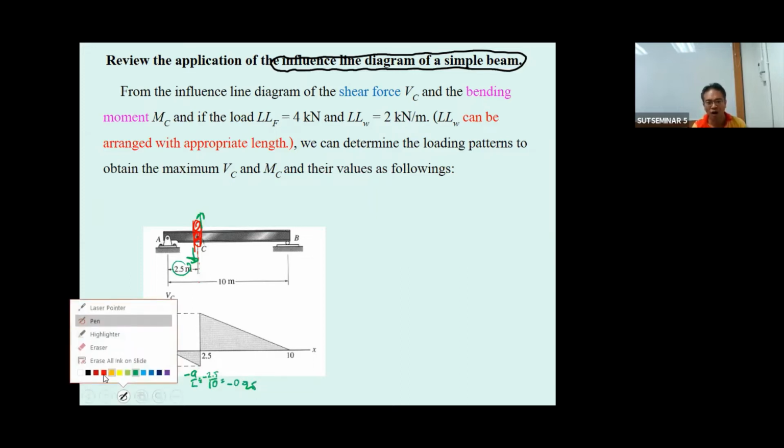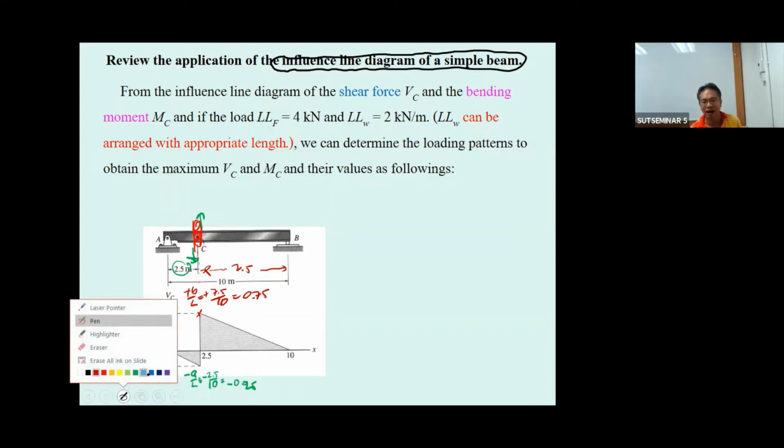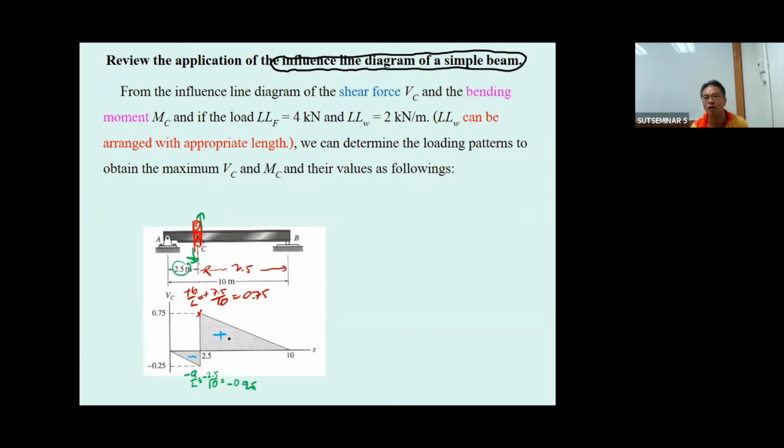For the top part of this, it is going to be positive B over L. So this is going to be 7.5 meters. This is going to be positive 7.5 divided by 10. This is going to be 0.75. And you can see the area of the influence line on this portion is larger than on the negative portion.